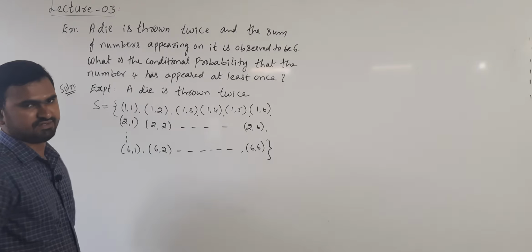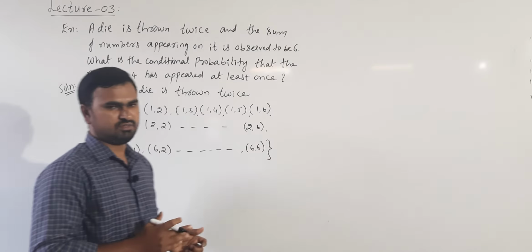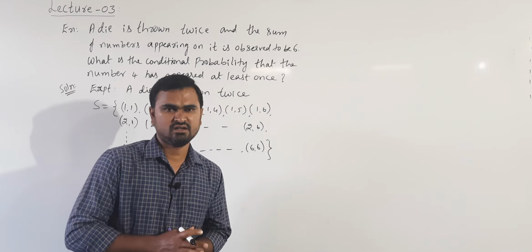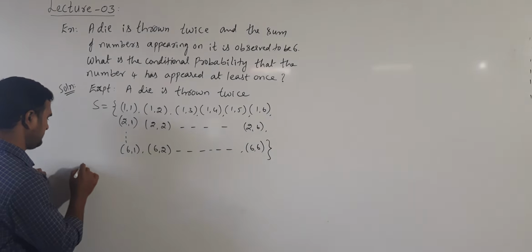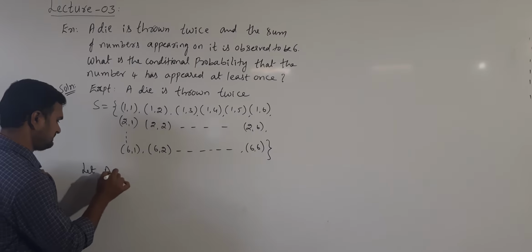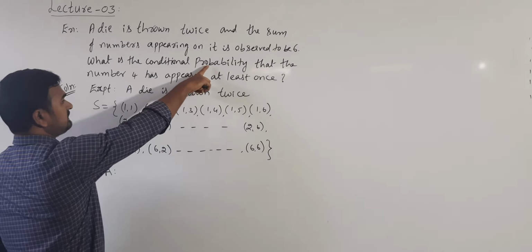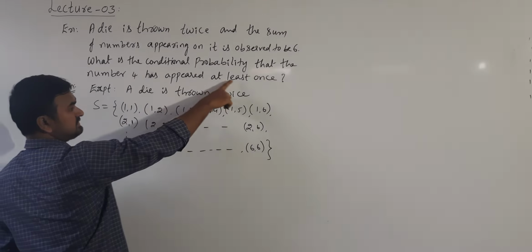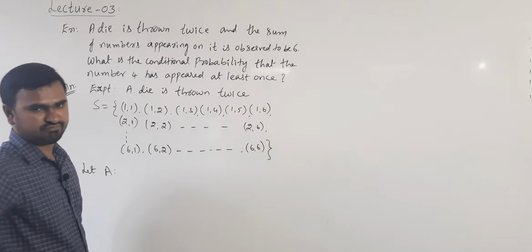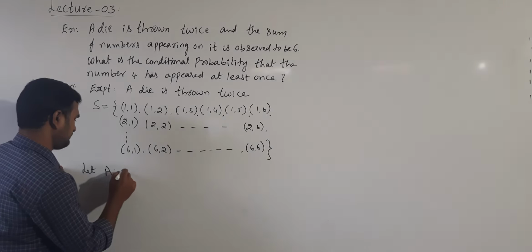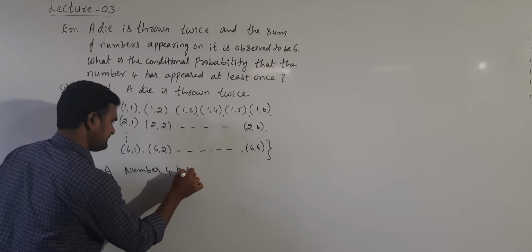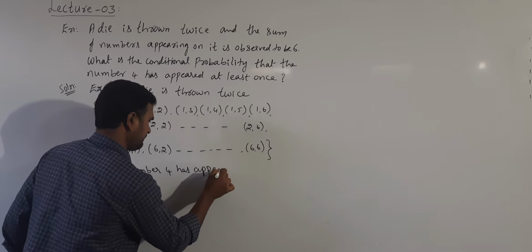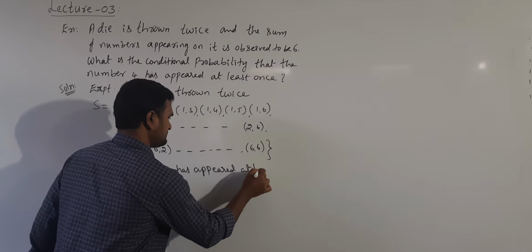Now let us define the events here. Which event's probability do we have to find? I will take it as A, and the event which has already occurred I will take as B. Let us take event A. We are finding the probability that number 4 has appeared at least once. I will take it as event A: number 4 has appeared at least once.